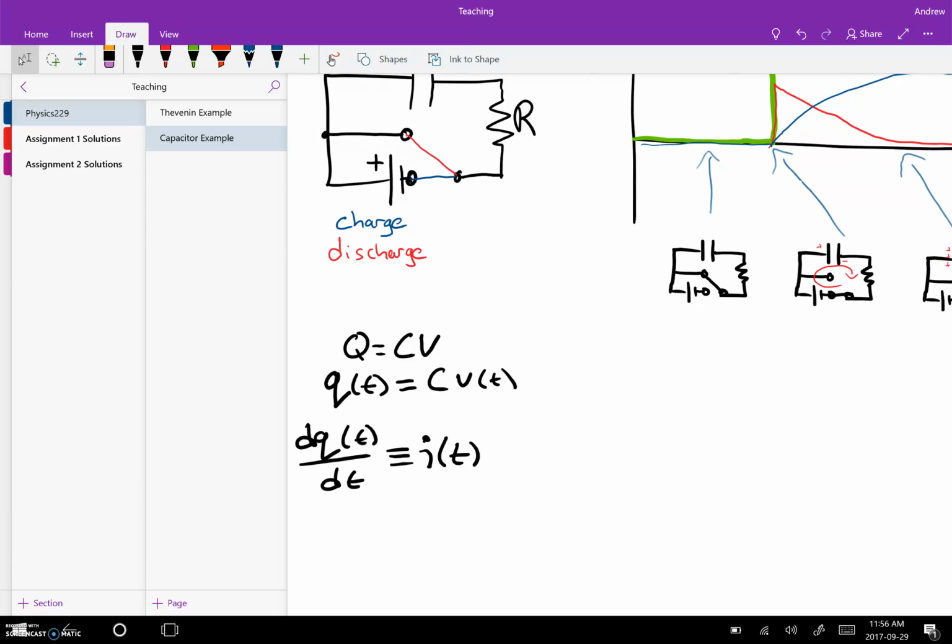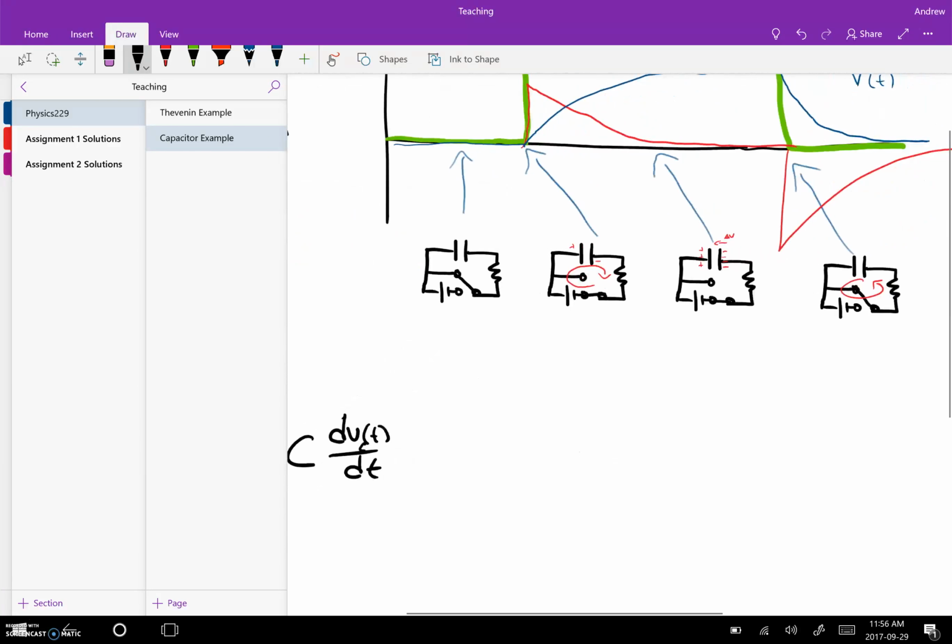So we have this equation. We've got to finish the equation: dQ by dt is equal to C dV of t by dt. And this is great, because this allows us to relate the voltage drop across the capacitor to the current, which allows us to relate the voltage drop across the capacitor to that of the resistor. And we know the battery voltage. So we can write Kirchhoff's law.